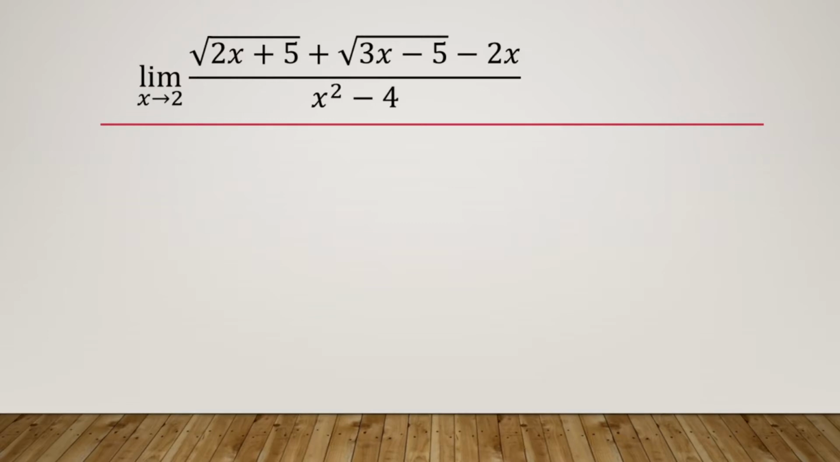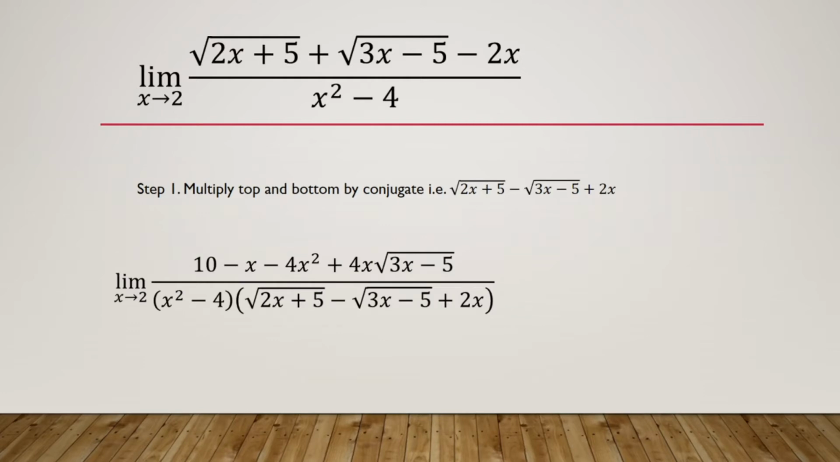So the way to multiply by the conjugate is to first look at the numerator. One of the signs is going to be the same, and then two of the terms will be the opposite. So we're going to let square root of 2x plus 5 have the same sign, and for square root of 3x minus 5 and negative 2x, we're going to have the opposite sign. We're then going to multiply top and bottom by this conjugate.